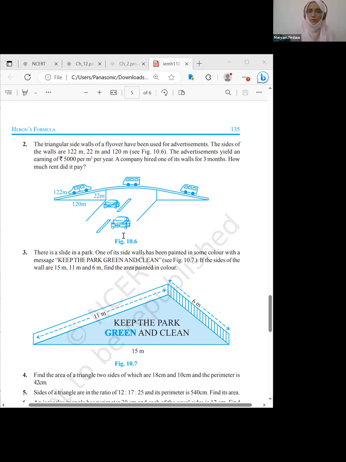Yield an earning of rupees 5,000 per meter square per year. So for 1 meter square, it is rupees 5,000. And this is per year, okay? They are asking, for 3 months, what is going to be the rent that the company has to pay. So we'll go into the cost calculation later on. Right now, let's just calculate the area of this triangle, okay?